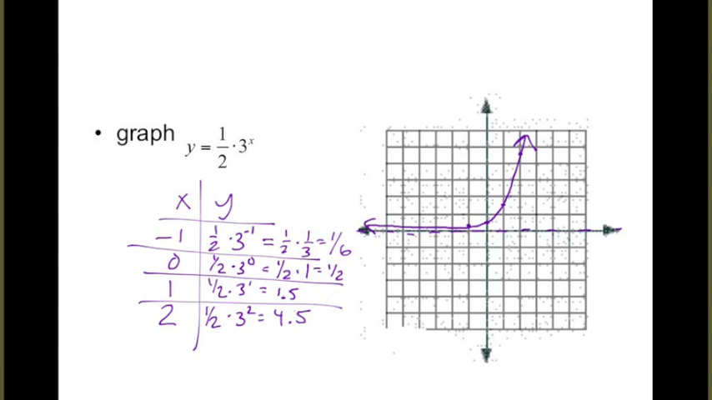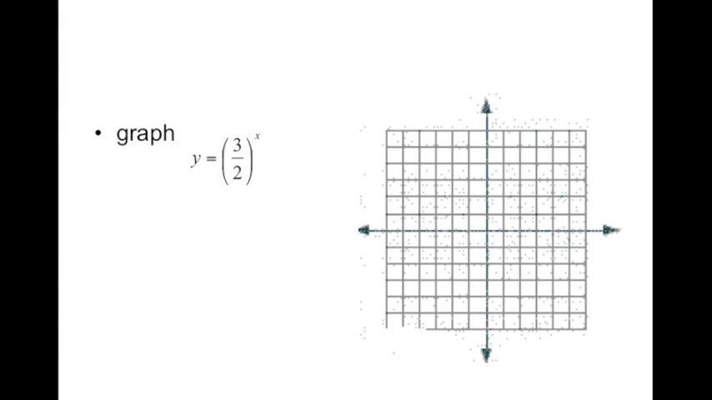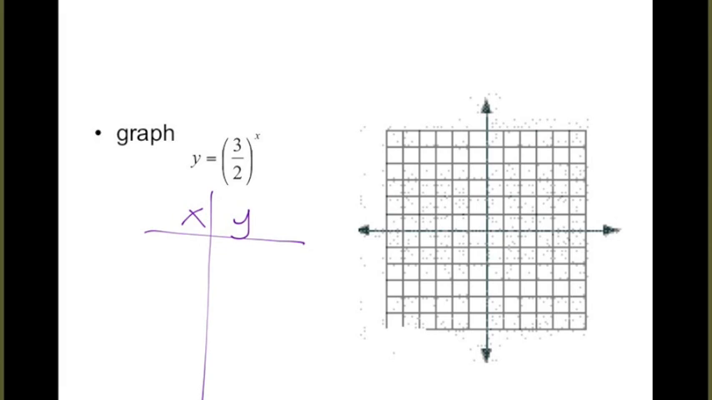Questions? You always do -1, 0, 1, 2. I do. Yep. You can do whatever numbers you want. Those are just always the ones that I pick. It gives us a good picture of the middle.